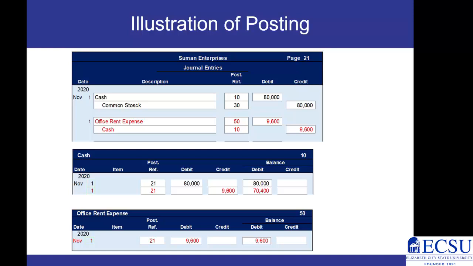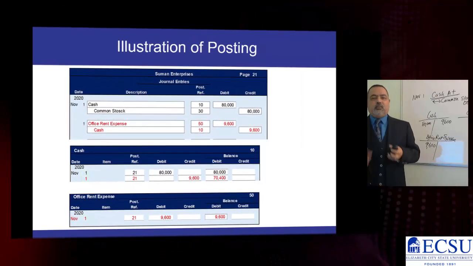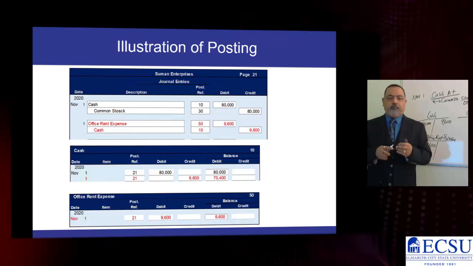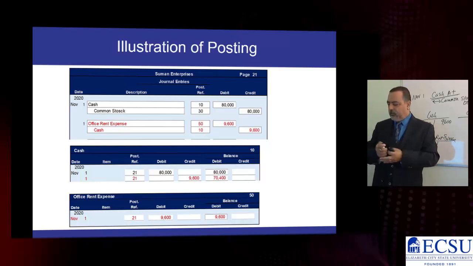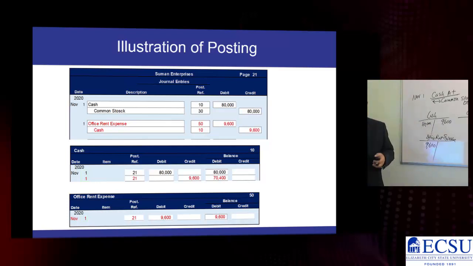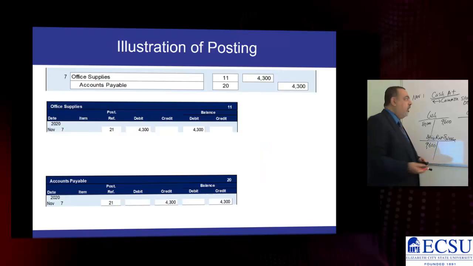Now what will happen is our balance in cash has gone down from 80,000 to 70,400 because I have used the cash, 9,600. So that's what you see posted in the cash account and the debit side of the rent expense account. That's how we do the posting for the second transaction.